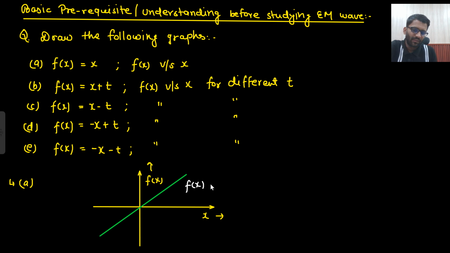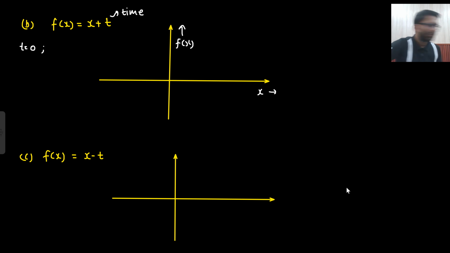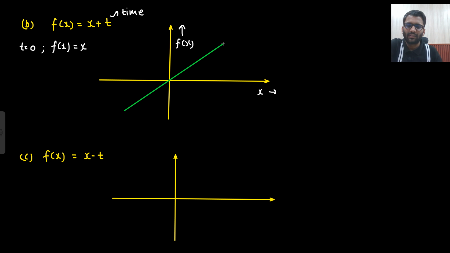This is the graph. Now I need to draw the graph of fx equals to x plus t. So what I'm gonna do? I'm gonna take the different values of t. If I take the value of t equals to 0, t is time here. What is t? T is time. I'm gonna draw the graph of fx versus x. So if I take t equals to 0, what do I get? Fx equals to x. If I take t equals to 1, what do I get?